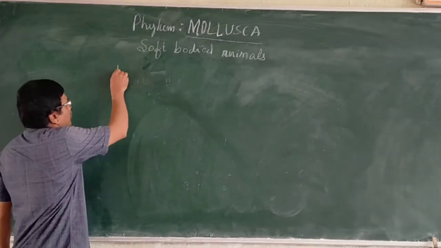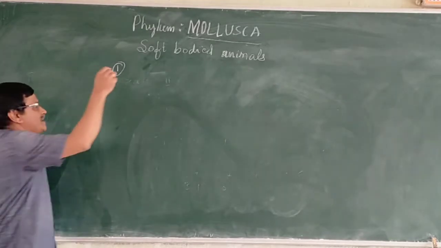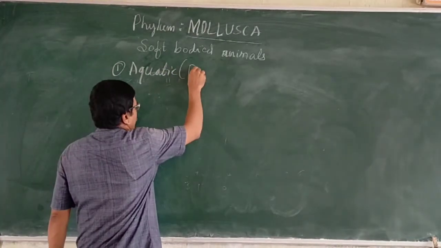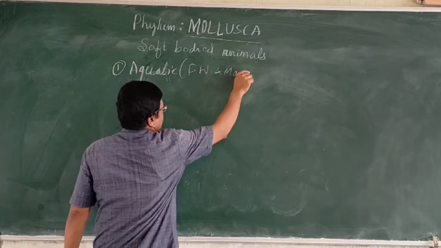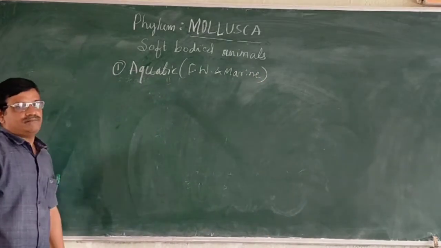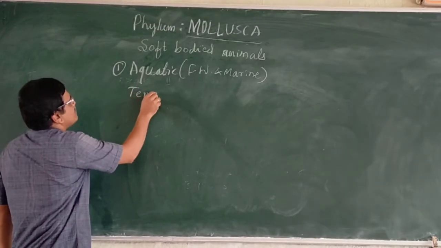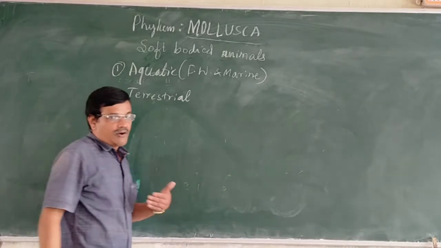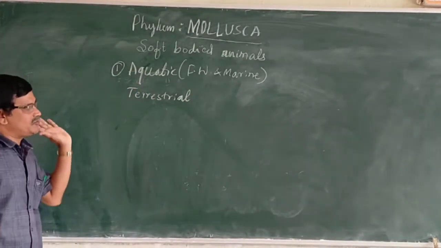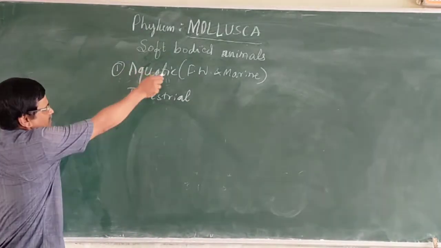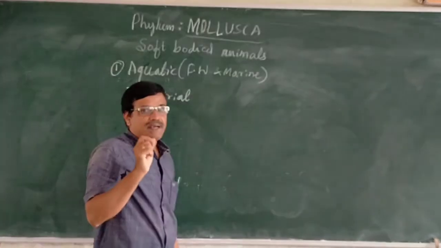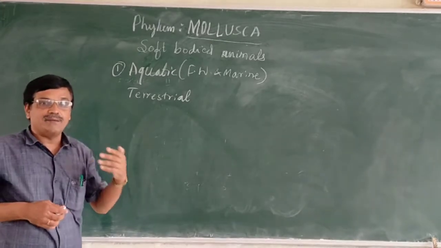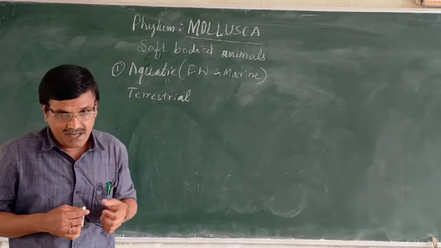Molluscans are aquatic. They are found both in fresh water as well as marine. They are also living on land. Some land molluscans are also there. So molluscans are aquatic and terrestrial in habitat. The phylum Mollusca is the second largest phylum in the animal kingdom.